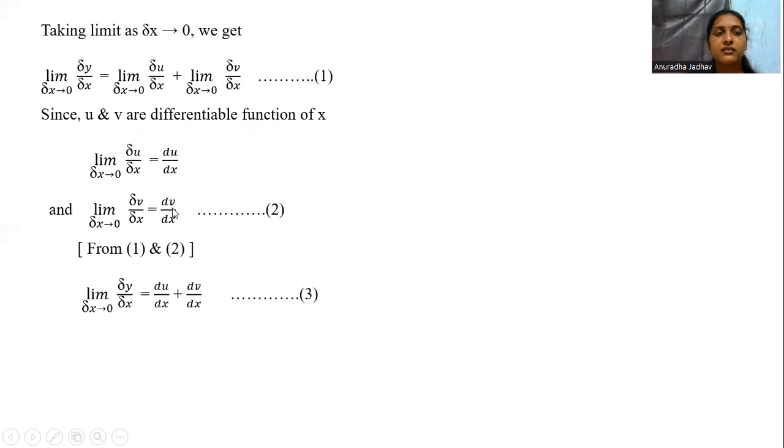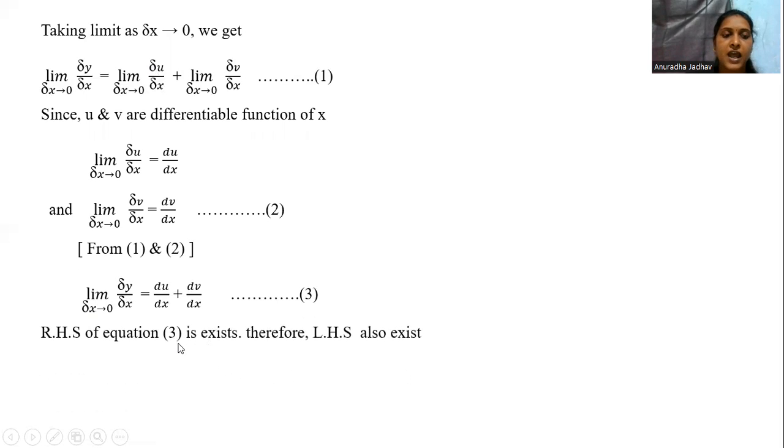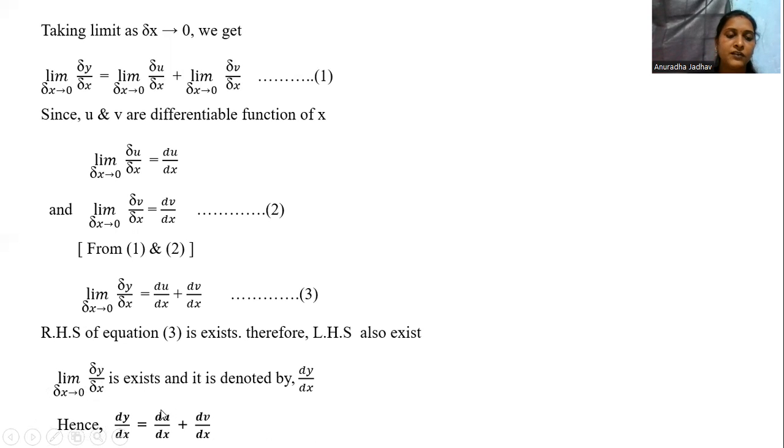Substitute these both the values in equation 1. Therefore, left hand side is as it is. Here substitute du upon dx plus dv upon dx. The RHS of equation 3 exists. This limit and this limit both exist. Therefore, RHS of that equation exists. Therefore, the left hand side also exists. That means that the limit as delta x tends to 0, delta y upon delta x exists, and this limit is denoted by dy upon dx. Finally, we can write dy upon dx is equal to du upon dx plus dv upon dx.